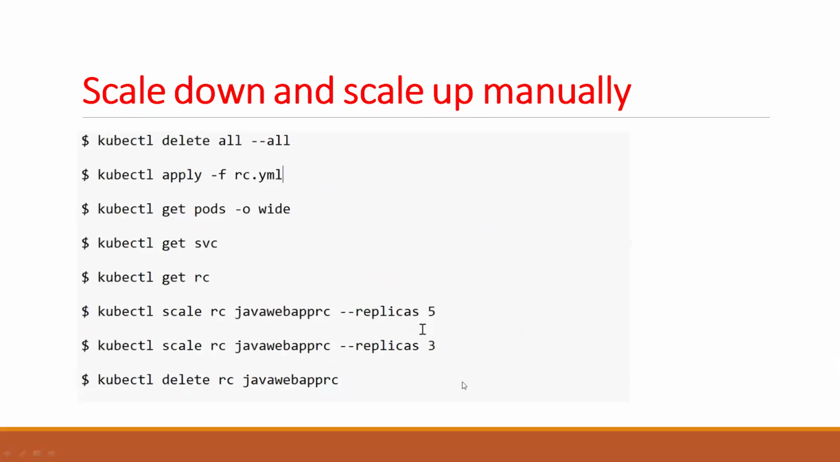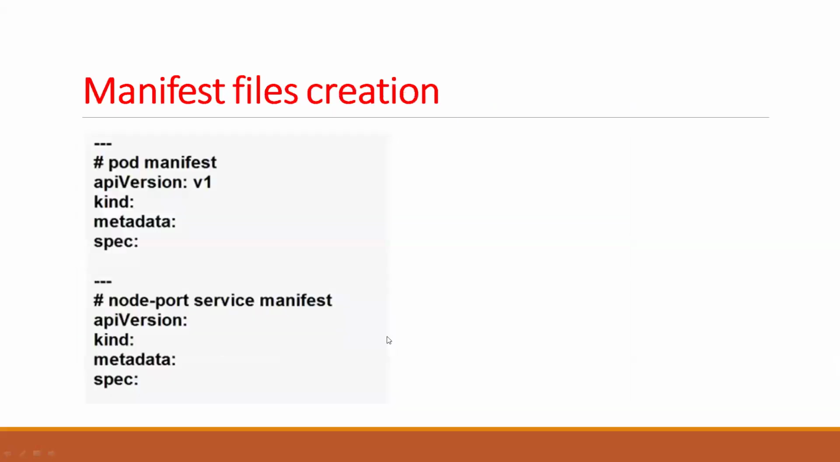To scale down or scale up manually, kubectl delete all --all, then kubectl apply -f rc.yml. rc means replication controller. Once we create the replication controller, we can check which worker node the pod is running on. kubectl get pods means pods, kubectl get nodes means nodes, kubectl get svc means services, and kubectl get rc means replication controller. If you want to scale up and scale down the replicas, we can use these commands.